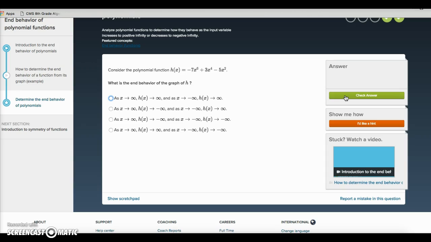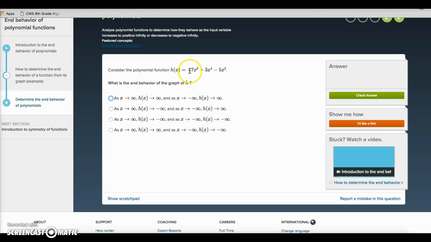Let's take a look at another example of describing the end behavior of the function. Again, we're going to look at the first term because this is in standard form. So this is a 6th degree polynomial, which means it's an even degree polynomial. So our end behavior should be up and up. But the sign on our leading coefficient is negative. So we know our end behavior should be the opposite of that. So it should be down and down.